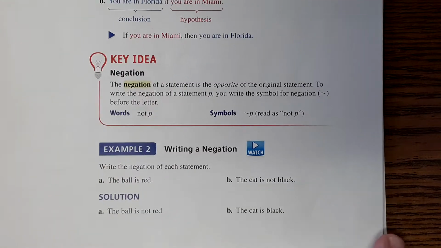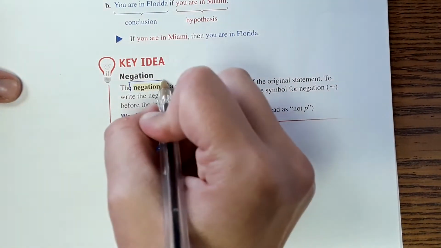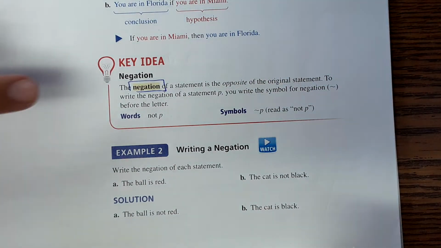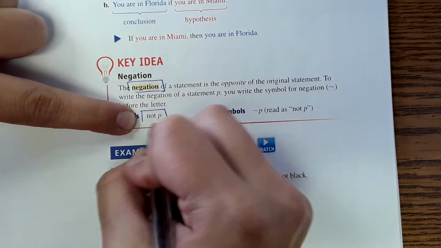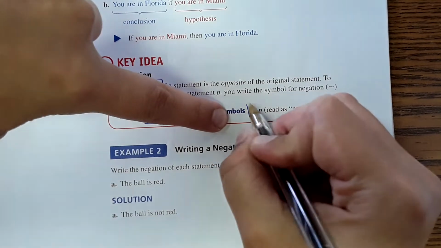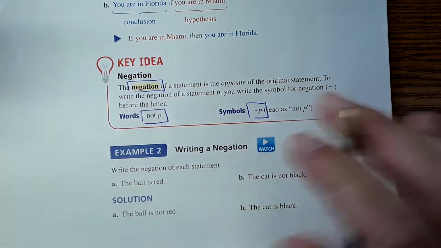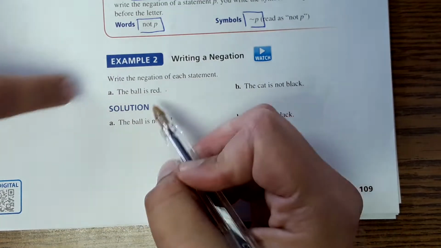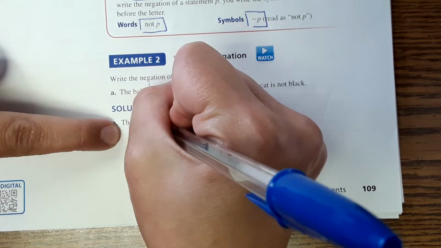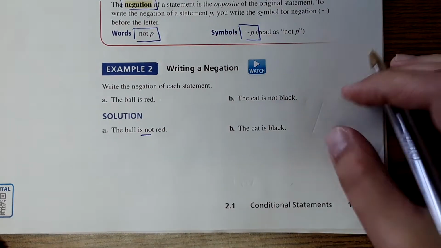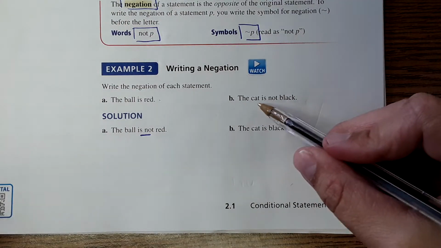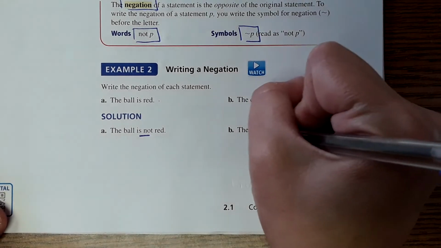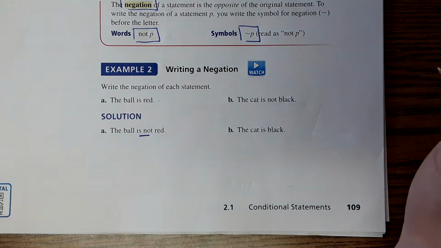Negation. Negation is where it's the opposite, so it would be not P. I know that doesn't make sense yet. There's a symbol, a squiggly line P, and that means not P. Let me show you what it would look like. If you're given the statement, the ball is red, the negation would be the ball is not red. So you're just saying the opposite. Or if you're told that the cat is not black, the negation would be the cat is black. Just go with it for right now. Make sure you're paying attention.